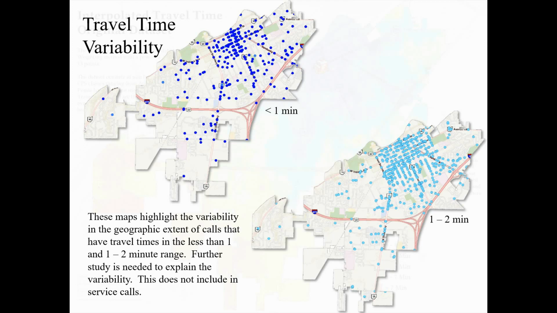And so these next couple of maps highlight the variability in the extent of calls for service with these travel times. So this map here is calls for service with travel times of less than 1 minute, right? And I can tell you this is impossible, right? The fire station's here. This is at least 2 miles, 2.5 miles away. That's impossible, right? Same thing here. It's impossible to get from here to here in 2 minutes, right?